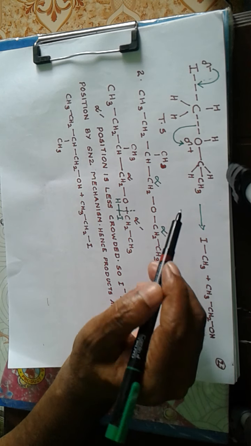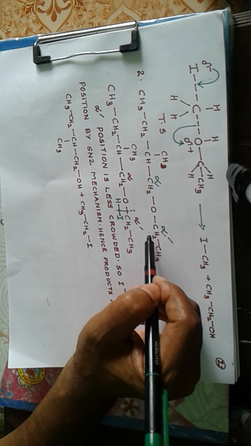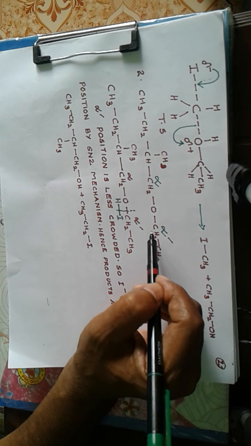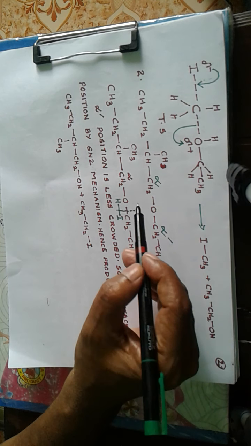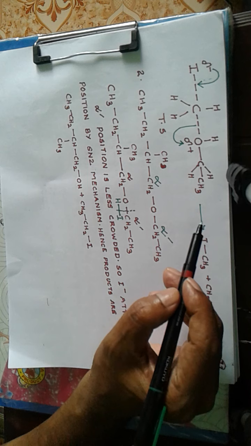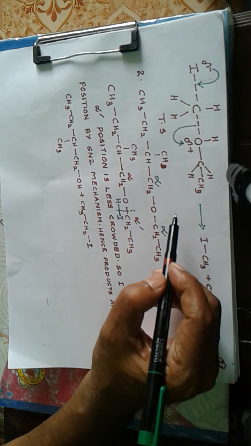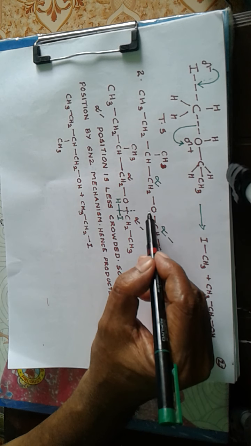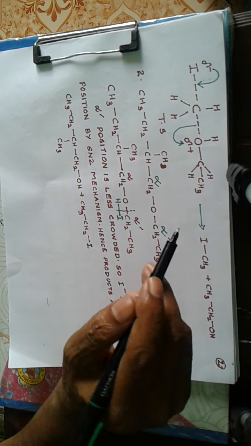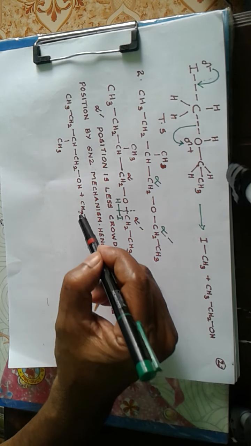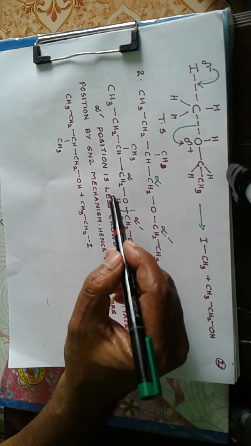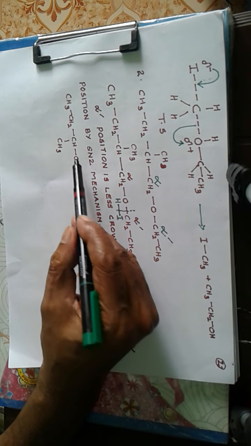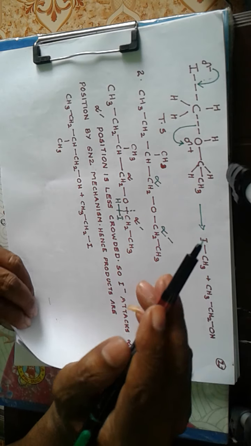So there is preferential attack over this alpha dash carbon, so we can easily predict which product will be formed, that is I minus will be connected to this portion and H will be connected to this portion. So the products are CH3CH2I and CH2OH, this one an alcohol.